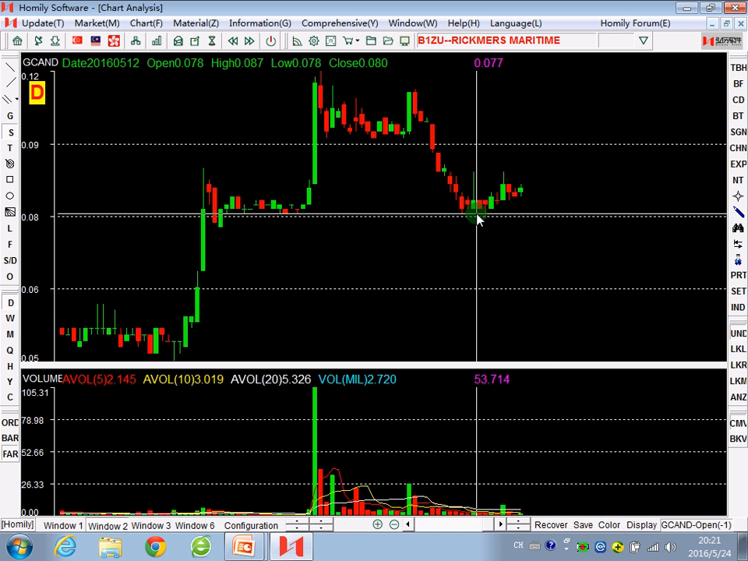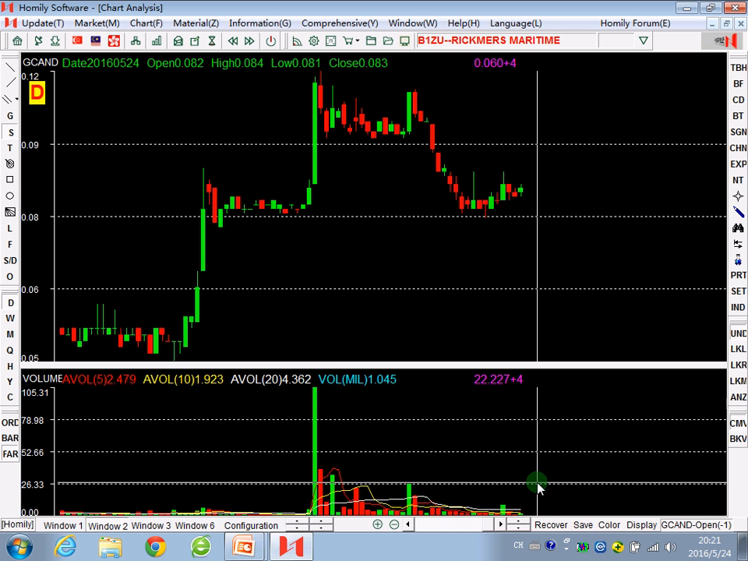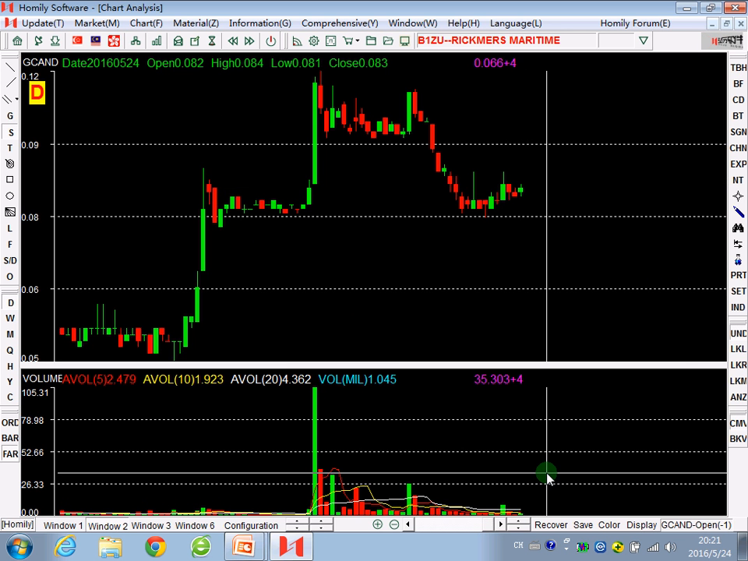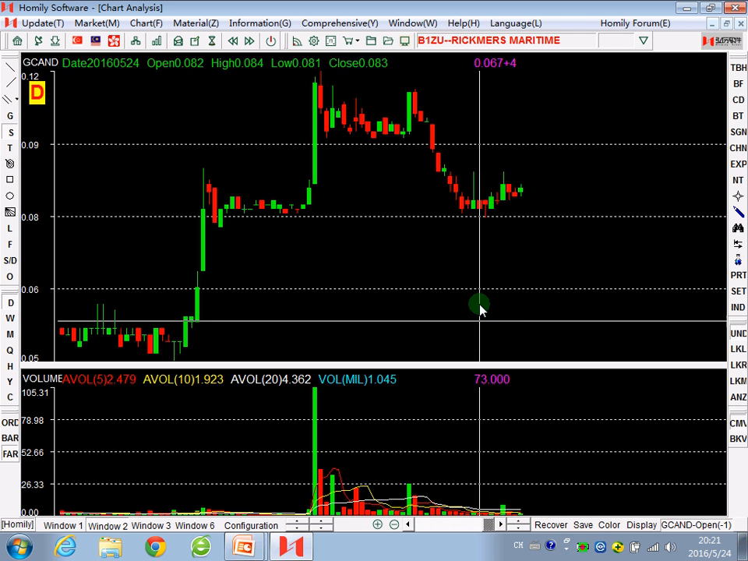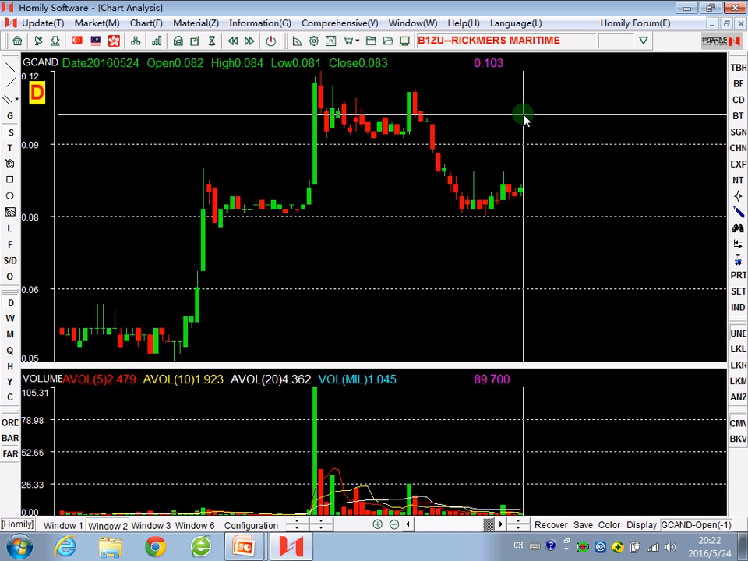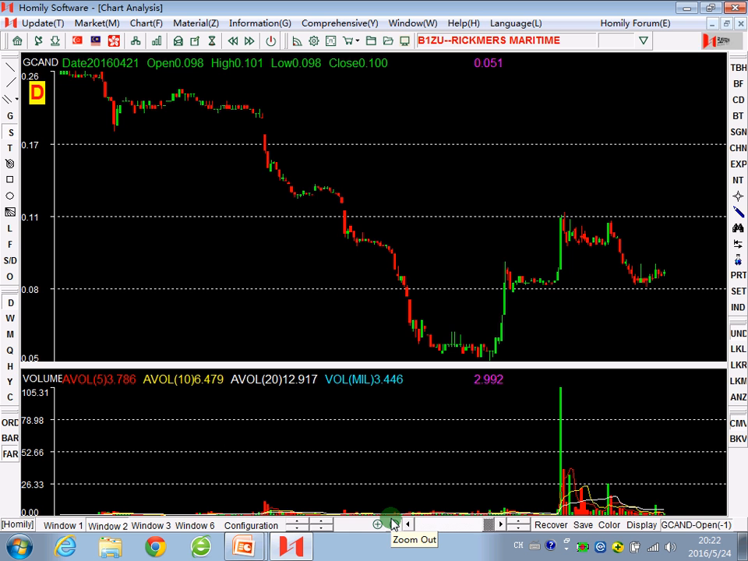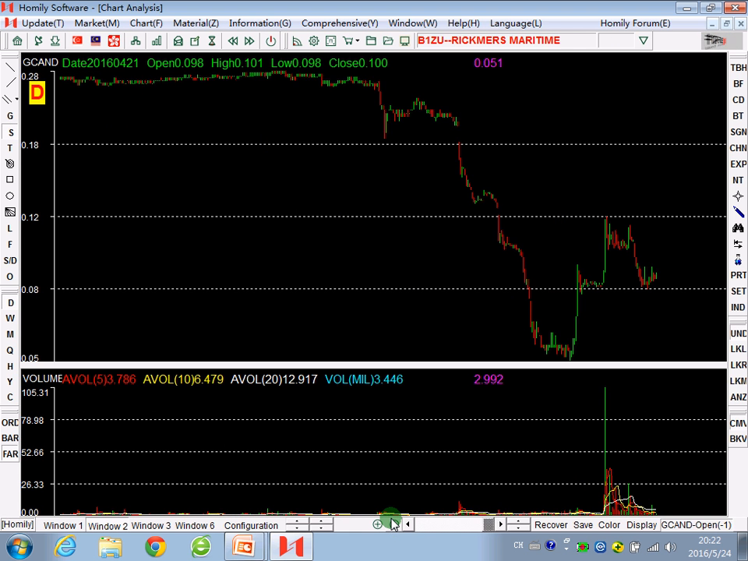Just touch the support. If you see the price can go up on high volume, you have another chance to buy for short term. Because if the price just touches here or touches here, you should sell for short term. Okay? So this is our method. Then we can see this one.